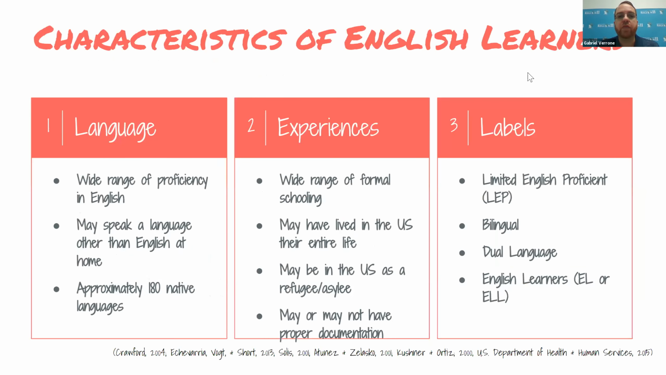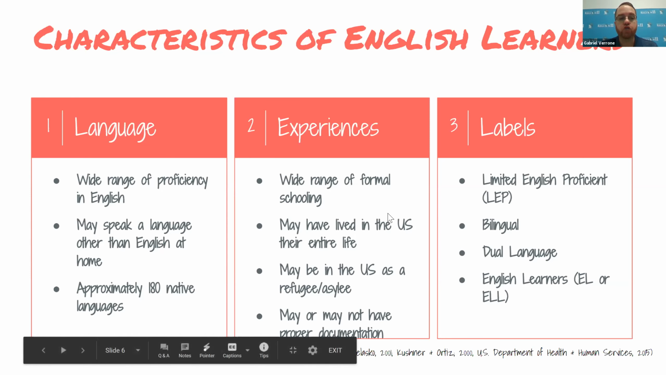Okay, so as we think about the characteristics of English learners, the students that we want to help, we know that they possess a wide range of proficiency in English. They may or may not speak a language other than English at home, right? Because even if their family speaks another language, if they were born here and depending on the community they live in, English may be their only language, but they still may exhibit a lot of the characteristics of English learners that come from a dual or triple language background. In the state of Texas, there are approximately 180 native languages.